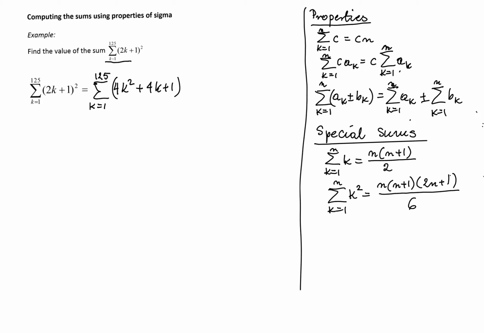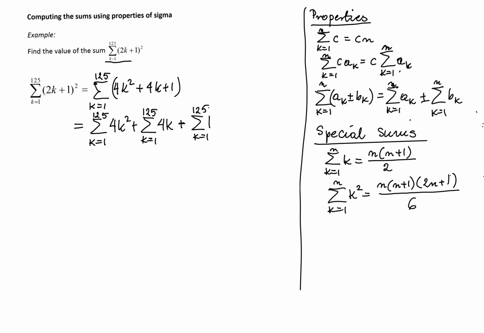Now within sigma we have the sum of the sequences, and therefore we can use the mentioned property. Right here we can, so to speak, distribute sigma over each term. So this is going to be sigma from k equal 1 to 125 of 4k squared, plus the sigma from k equal 1 to 125 of 4k, plus sigma from k equal 1 to 125 of 1. Make sure to write the values of k on the top and the bottom of the sigma symbol.